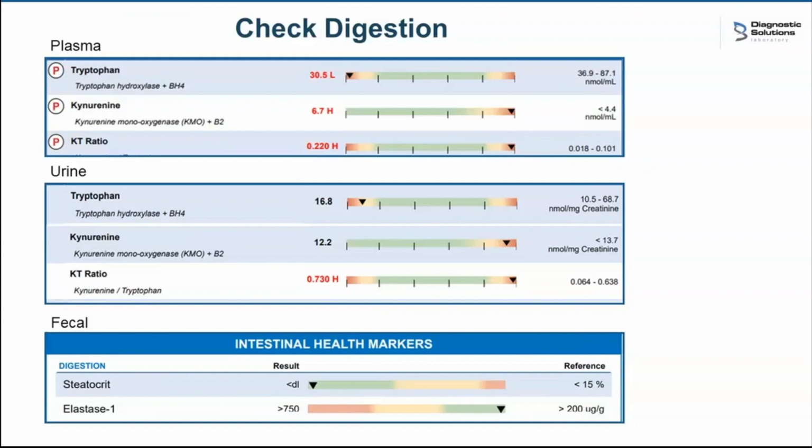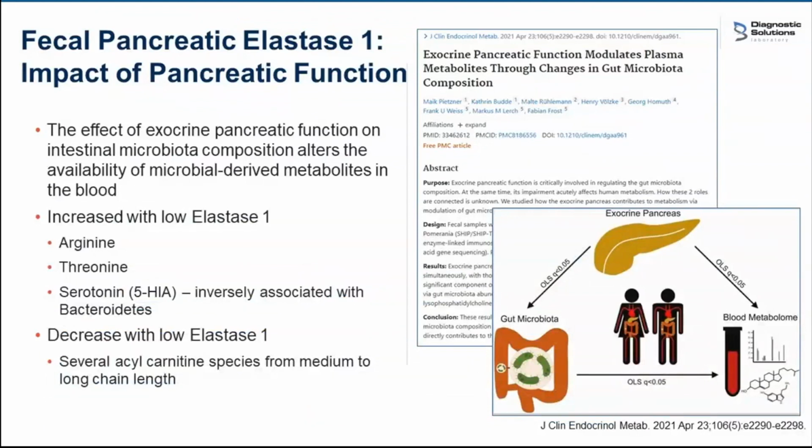And then I'm going to look at just digestion. Is there fecal fat? Because that's going to give me some information. How's the elastase? This looks fine. So beyond all those is looking at pancreatic elastase. The study was pretty interesting. It was 2021, and they looked at the effect of exocrine pancreatic function on intestinal microbiota composition and how it alters those microbial derived metabolites.